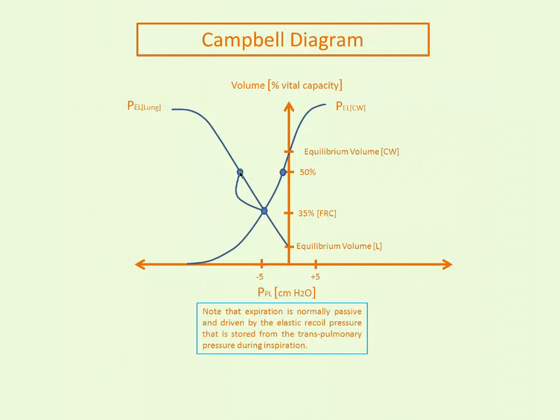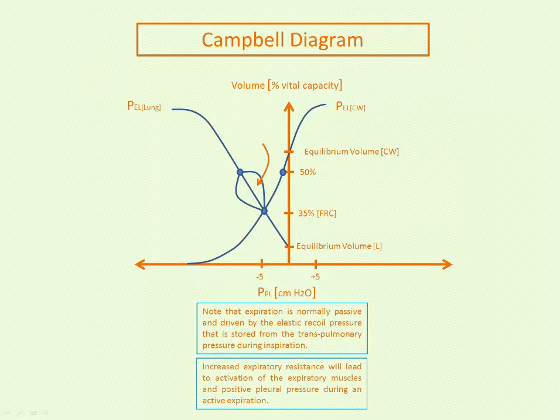And so the expiration will be completely retained within this envelope, because all of the energy, all of the work required to generate this volume is stored in the elastic fibers of the lung. So with a passive expiration, the energy will be completely derived from the elastic recoil of the lungs and completely contained within this envelope here.